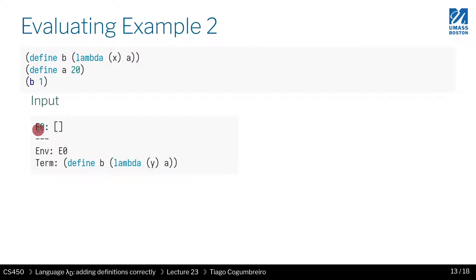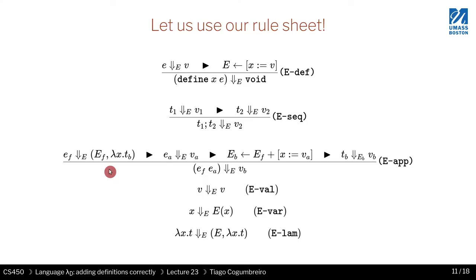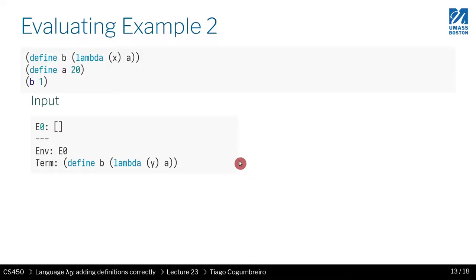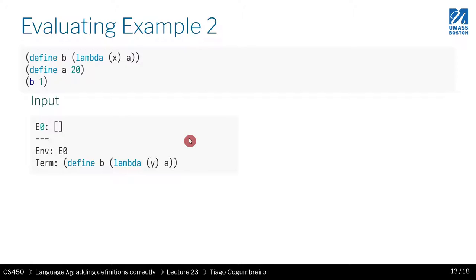In this case, we have the initial environment, and these represent the input of our evaluation function. The evaluation function, as you know, takes a term and an environment, but also takes a heap, as we saw. It was explicit here: it takes a heap, a term, and an environment. That's what we're going to see in our example. First I'm showing you the heap, then the environment, and then the term. So the order is kind of reversed, but for the sake of presentation it makes more sense this way.